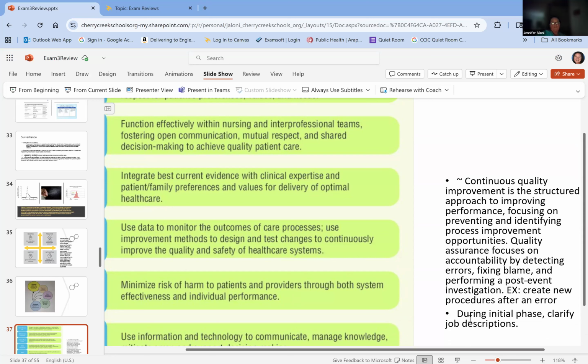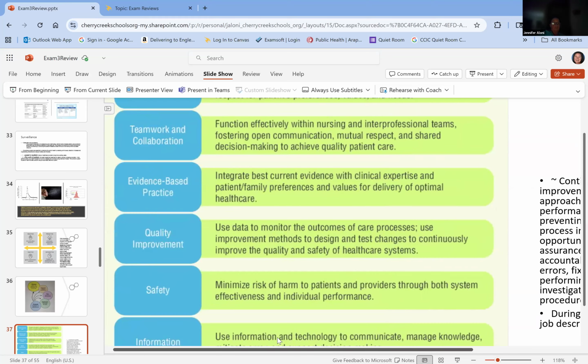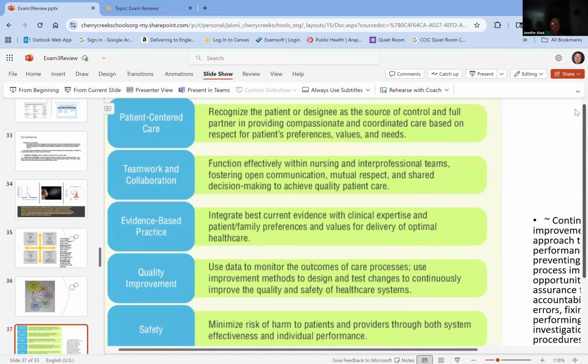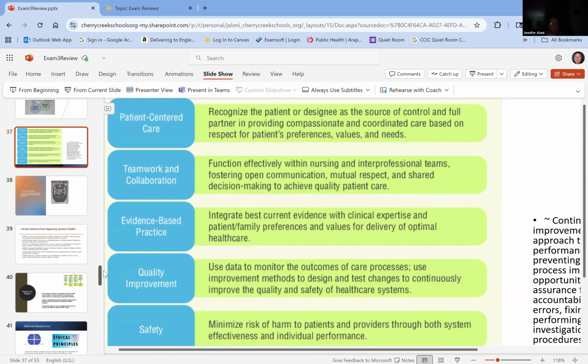During the initial phase of our quality improvement, we're trying to fix things. We've got to figure out what everyone's doing along the path, so we have to clarify our job descriptions. Things to remember with quality improvement, you're going to look at patient-centered care. We know our patient is the center of the care. We have teamwork and collaboration. We have quality improvement. We have evidence-based practice and safety. Make sure that we're not hurting anybody. Okay, so all those things to remember.